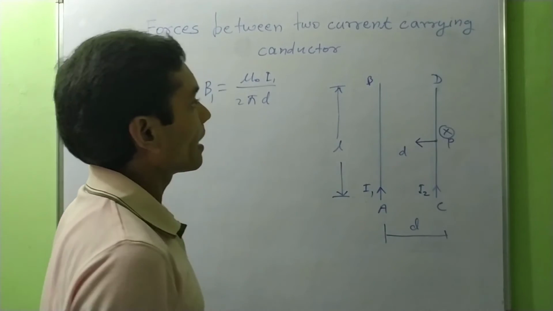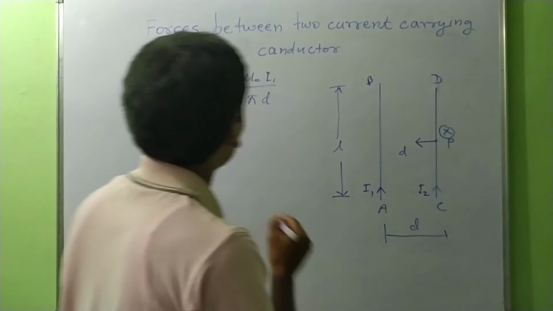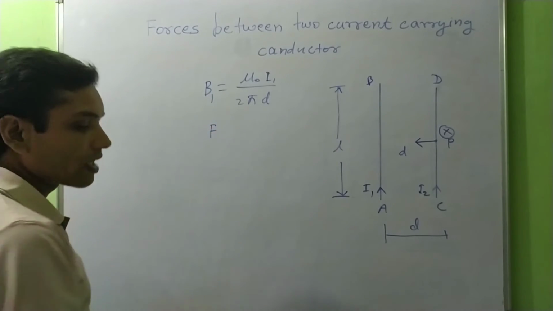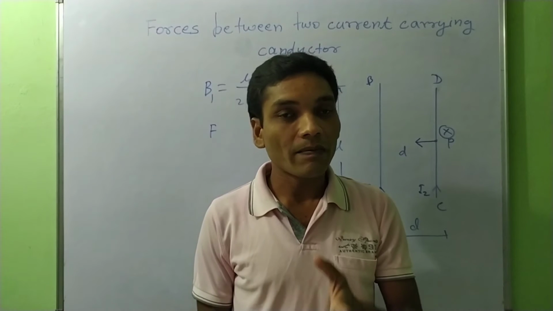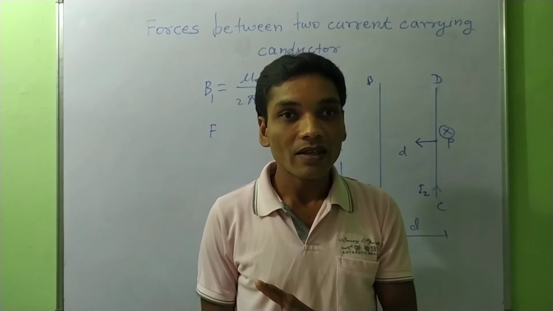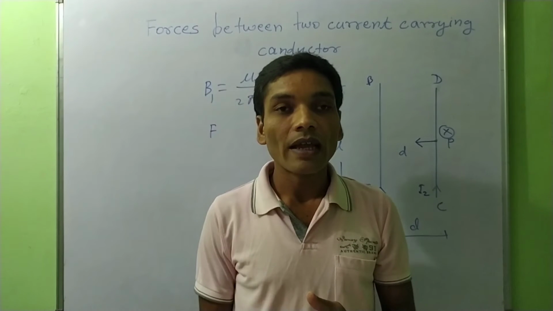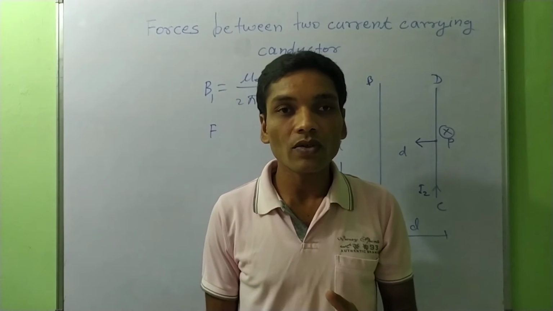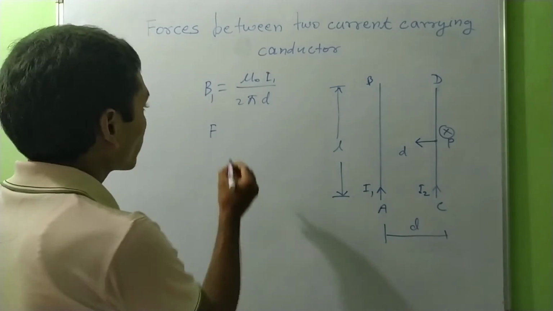This is the direction. Okay. So we have to determine first this force. You know that when any current carrying conductor is placed in the magnetic field, then it experiences a force. And about this force we have already studied. What is the formula of this force?